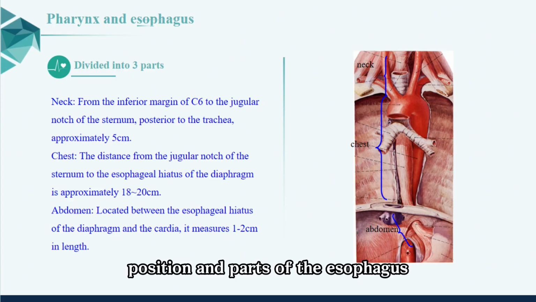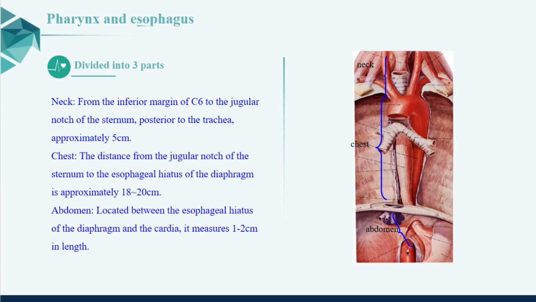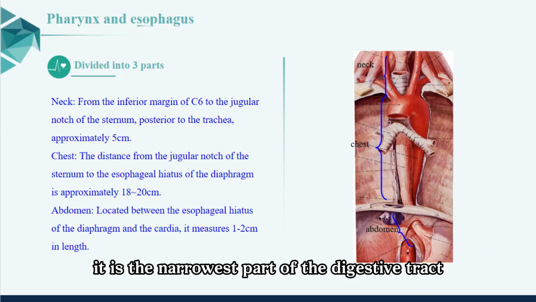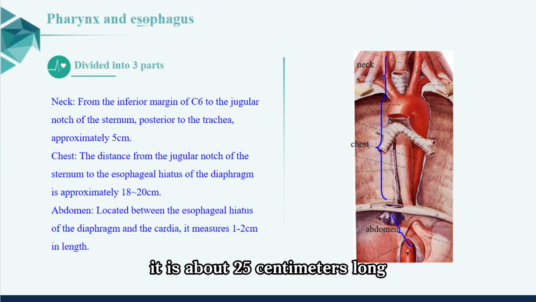Position and parts of the esophagus. The esophagus is a muscular tubular organ that is flattened anteroposteriorly. It is the narrowest part of the digestive tract. It is about 25 centimeters long.